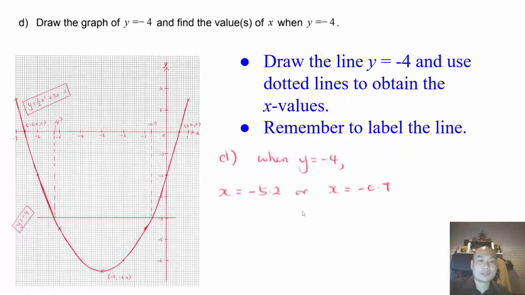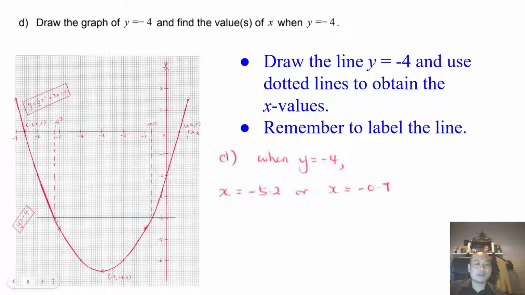Now the last part of this question, they say draw the graph of y equals to -4 and find the values, right? So y equals to -4, just draw the line. It's over here, right? It's a horizontal line. Again, after we draw the line, don't forget to label. So I label it y equals to -4 here. And what we are looking for is the intersection point between this line and this curve. So it will be right here and right here.